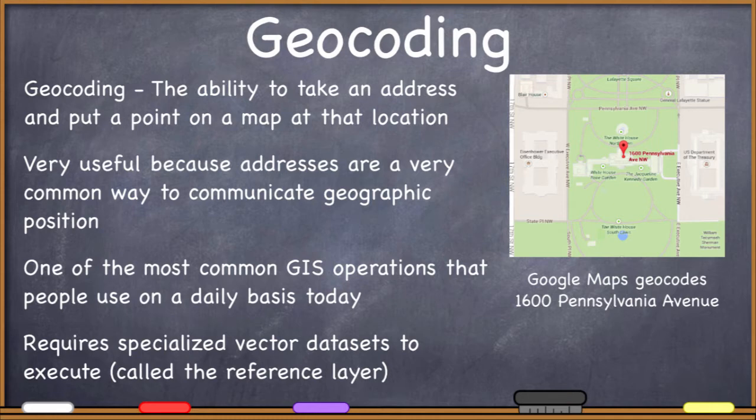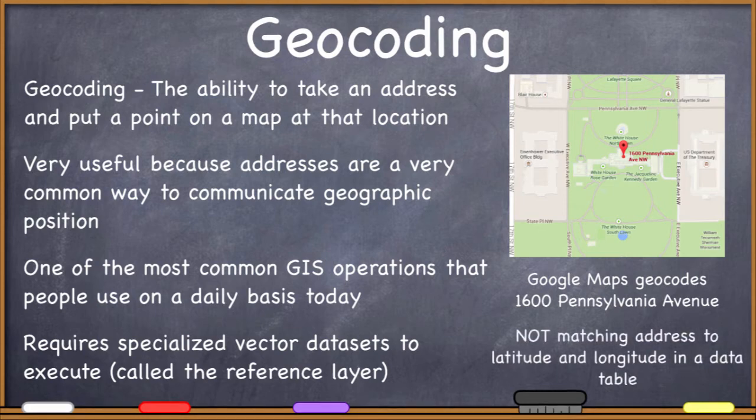So it does require specialized vector datasets to execute, and we're going to be referring to this specialized vector dataset as the reference layer as we go forward. And that's why we're talking about it here in vector analysis. And it's also why geocoding is not especially easy. If we're given latitude and longitude coordinates, we can plot those in a GIS, and that's comparatively easy. It's much more difficult to take something that is designed to be used by a human being, like an address, and then be able to put a point on it.